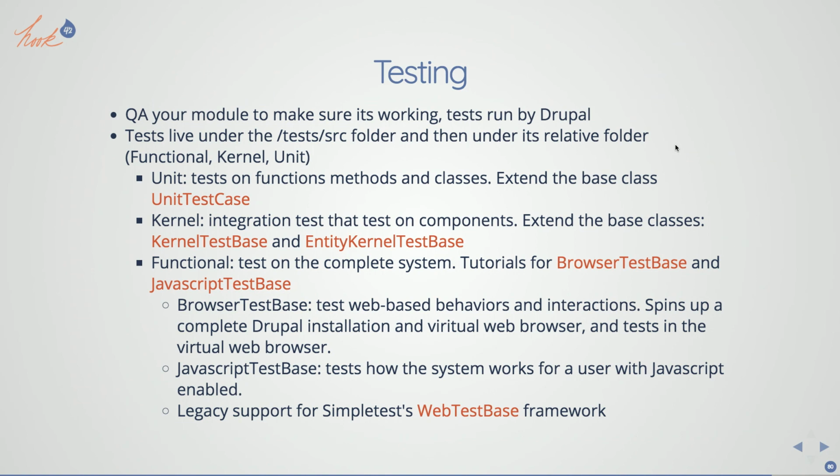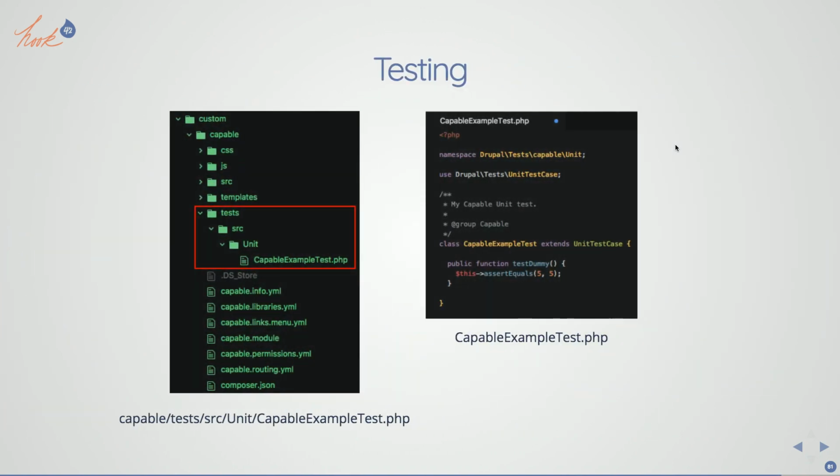There's 3 main types of tests. There's unit tests, and these are on functions and methods, and there are kernel tests. These are on components. And then there's functional tests, which are on the complete system. And this actually spins up an instance of Drupal and tests there. So it's pretty performance heavy. And also I didn't get any functional tests working. So for my example, I did a unit test because that one works.